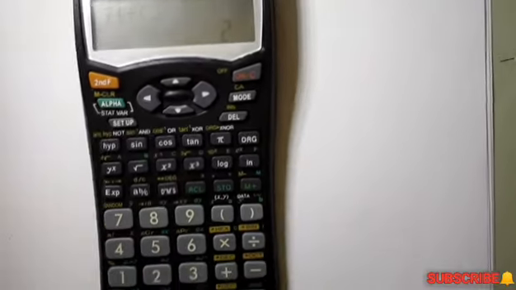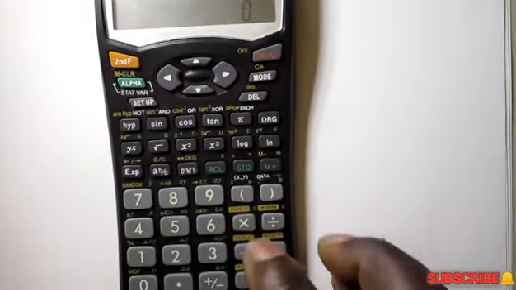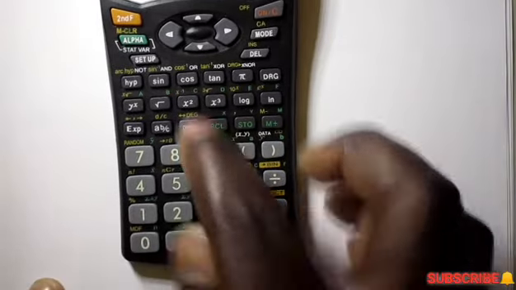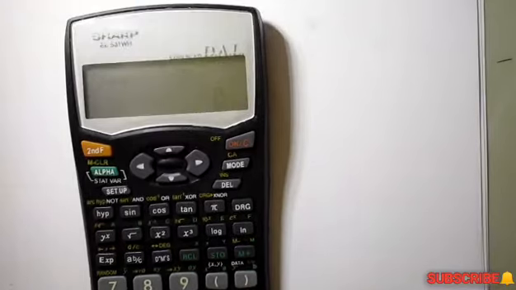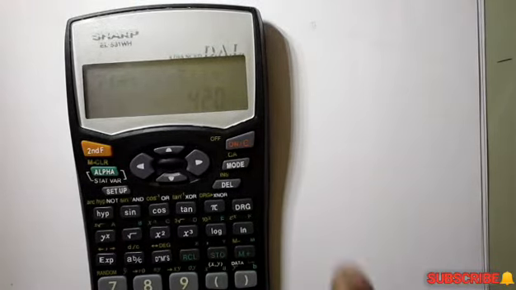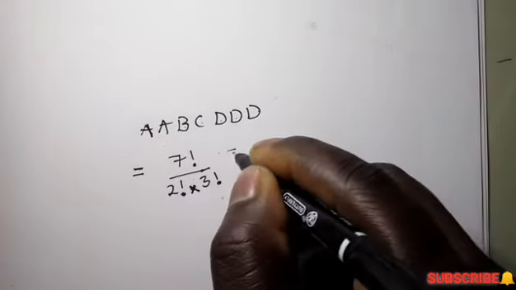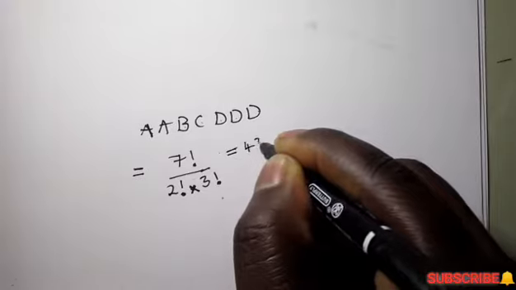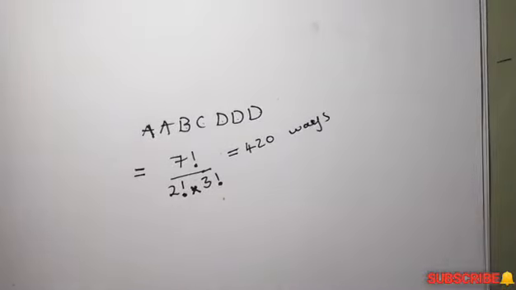So 2, here, this is 2. Second function, factorial on 4 times 3, second function, factorial on 4. Then you close your bracket like this. Equals, it means your answer is 420. So these 7 letters can be rearranged in 420 ways. I hope you are listening.